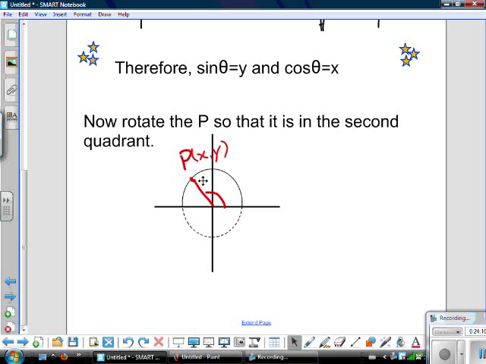However, if I look at values for sine in the second quadrant, such as sine of 100, what I end up with is also a positive number. And the reason being again is because y is positive in the second quadrant.